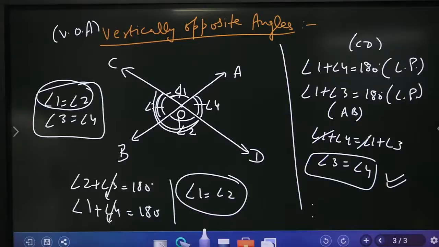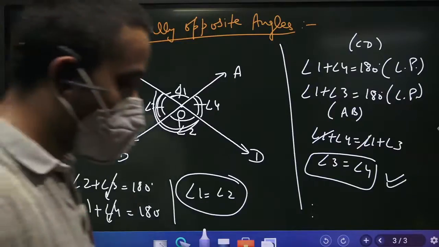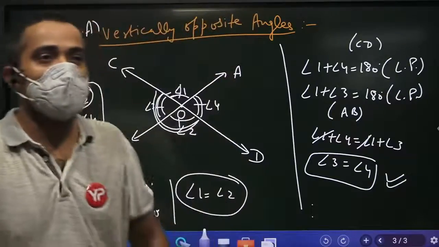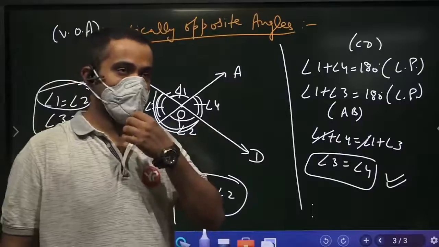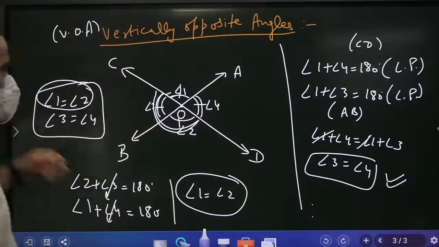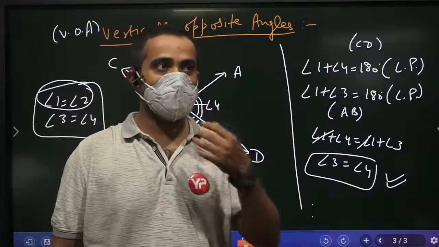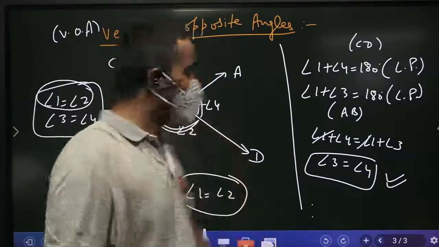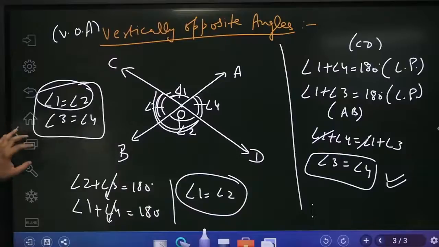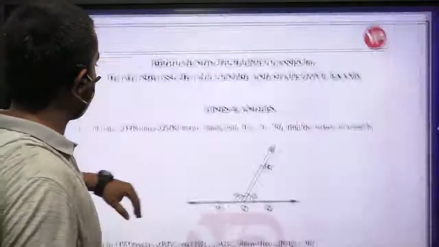So these were adjacent angles and vertically opposite angles, and on the basis of this, we are going to do some questions now. Complementary, supplementary, we have already discussed. Now we are going to discuss some questions on this. I am starting from the very basic. I have started this chapter from very basic, so please try to solve some of the questions on the basis of this.